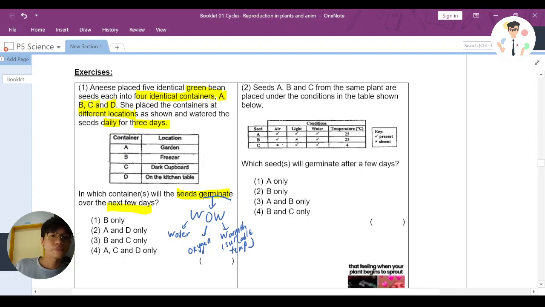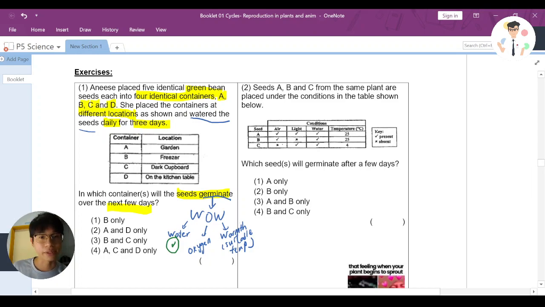Now let's look at this question again. The containers have water. The plants are being watered daily for 3 days. So water-wise, it shouldn't be a problem because it's being satisfied. A, B, C, D have no issue with this. But how about oxygen and warmth? Let's look at them together.